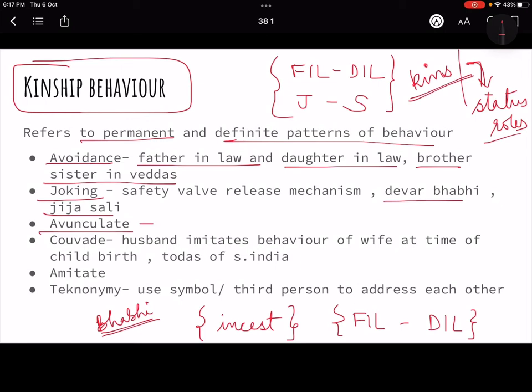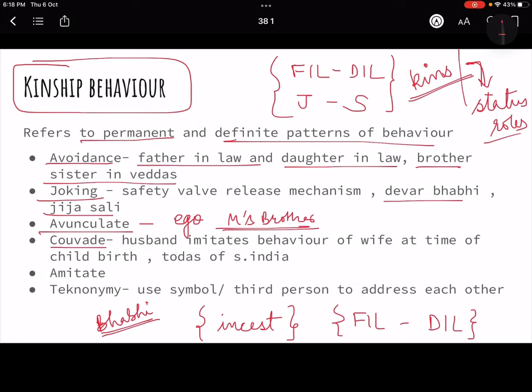Avunculate is a relationship between ego and the mother's brother, right? So we know mother's brother is a very important person, right? So all the roles and status attached to the mother's brother is avunculate.